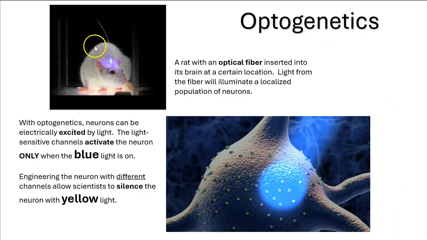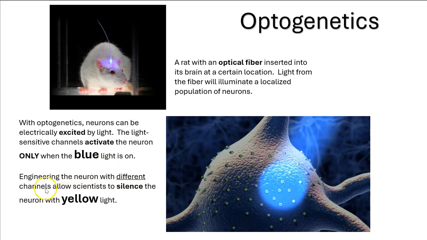In this picture here, we see a rat with an optical fiber inserted into its brain at a certain location. And so light from that fiber will illuminate a localized population of neurons. Down here, we see a sort of a cartoon neuron. We see the channels that have been inserted into the membrane and blue light hitting the neuron. And so scientists can activate this neuron just by shining blue light on it. So with optogenetics, neurons can be electrically excited by light. The light-sensitive channels activate the neuron only when the blue light is on.